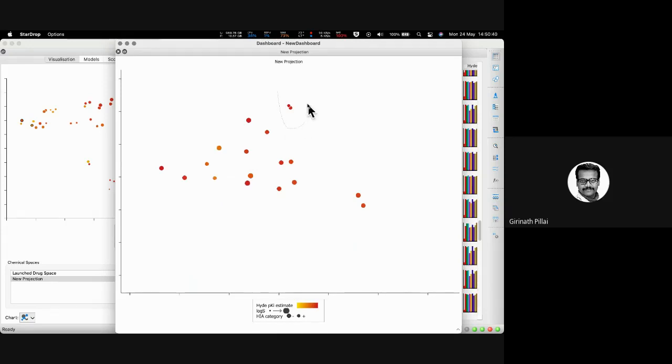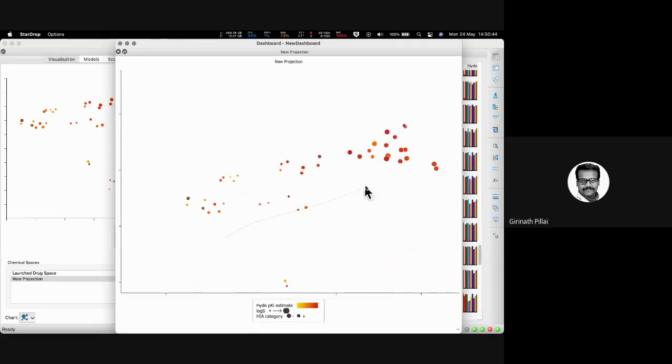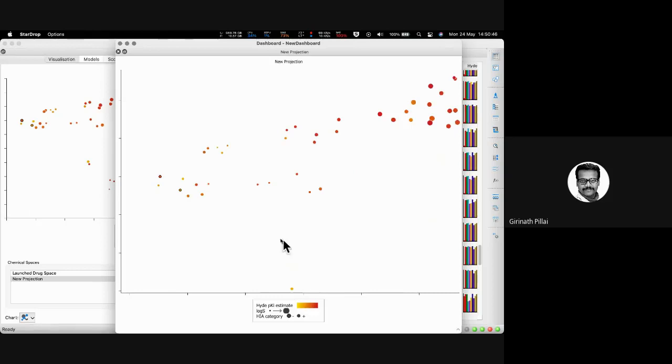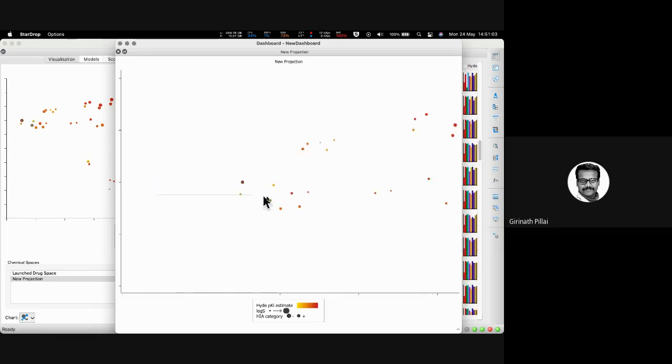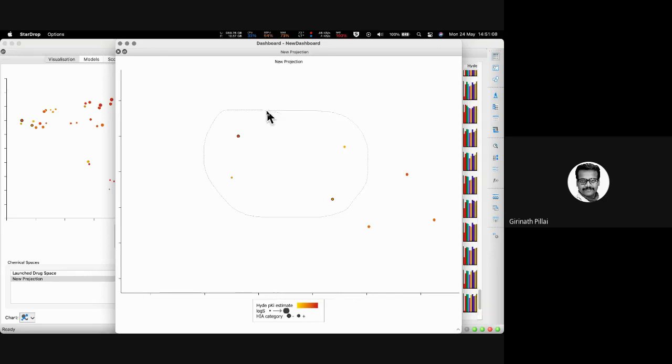And this also has a closer structure, but the solubility is differing. Similarly, if you go to this other cluster, the solubility is very, very low for these structures, right? And when compared to this one, here these four structures, right? These four structures.